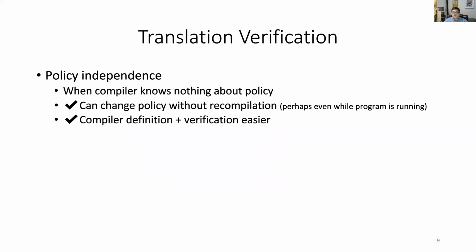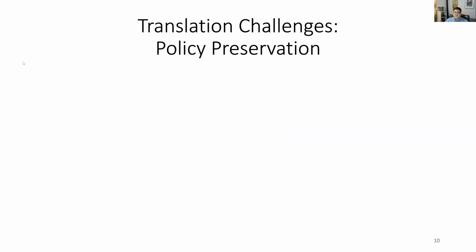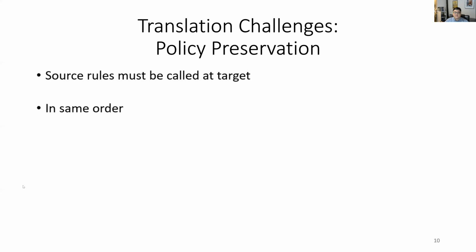In order to remain as general as possible, we may want to remain policy independent, which is when the compiler knows nothing about the policy's rules. This has some benefits. Particularly, we can change policies without program recompilation, perhaps even while the program is running. With policy independence, policy preservation means that we have to find a way to invoke source rules in the target execution, and we must invoke them in the same order and with the same arguments. Note, this last bullet includes the PC tag argument to tag rules.